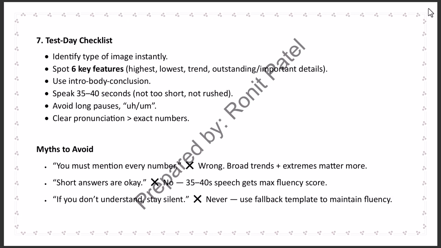Finally, the exam day truth. To maximize your score, identify image type instantly, mention about 6 key features, use intro, body, conclusion, speak fully for 35 to 40 seconds, avoid pauses and fillers, and prioritize clear pronunciation over exact numbers.